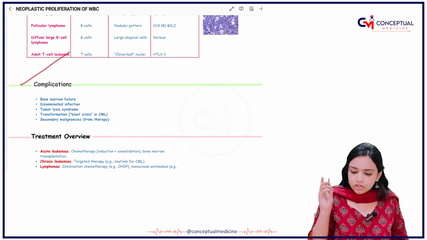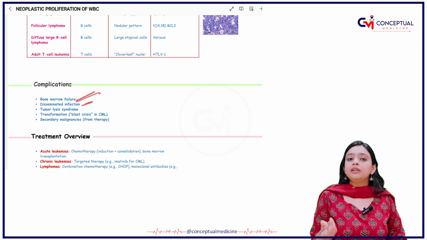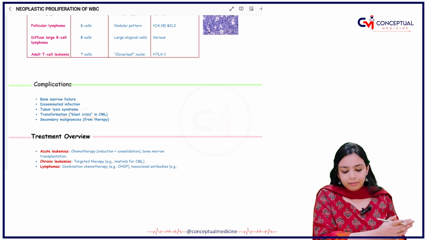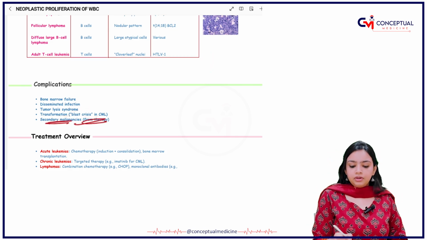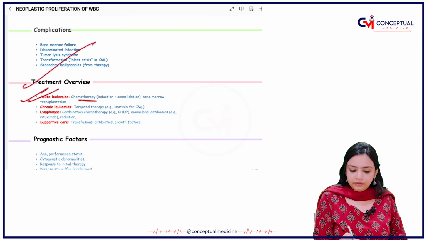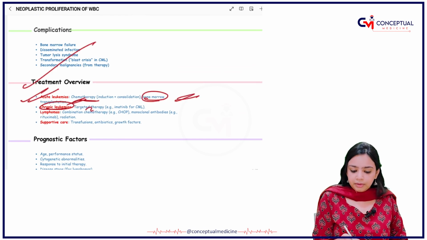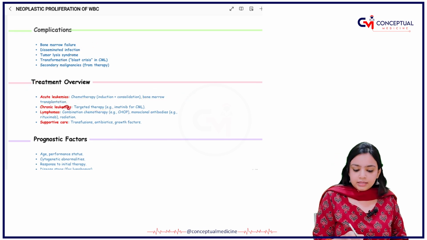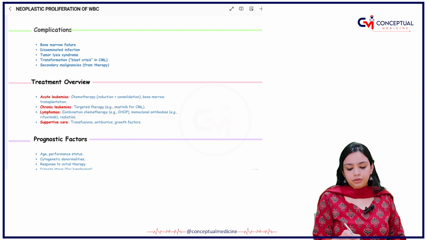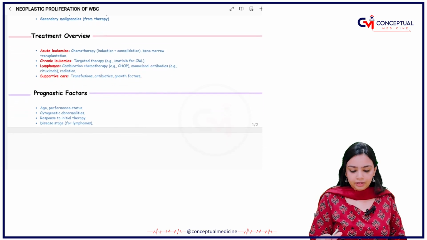Okay. What are the complications? In the complications, there will be bone marrow failure. Then there will be disseminated infection, tumor lysis syndrome and transformation, like there can be blast crisis. Then secondary malignancies can be there. What is the treatment for the acute leukemias? I will give chemotherapy to my patient, and bone marrow transplantation. For the chronic leukemias, I have to give targeted therapies; for lymphomas, combination therapy, monoclonal antibodies and radiation. For supportive care, I have to give transfusion, antibiotics and growth factors.